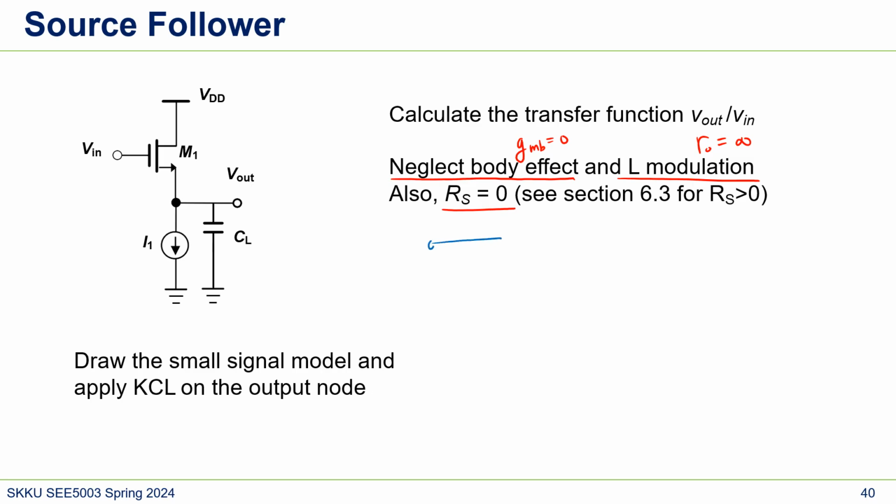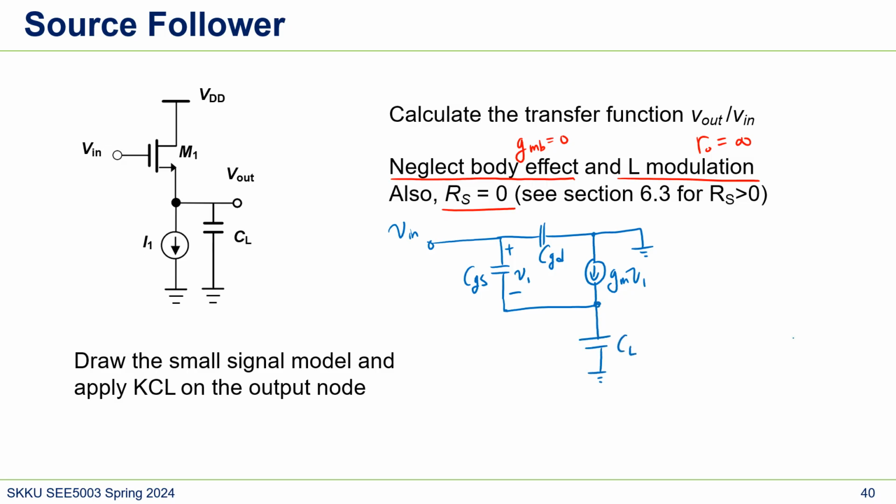It's V in and CGS, CGD, and CGD is connected to VDD, which is AC ground. Here is GM V1, because this is the source, and we have CL, and this is V out.